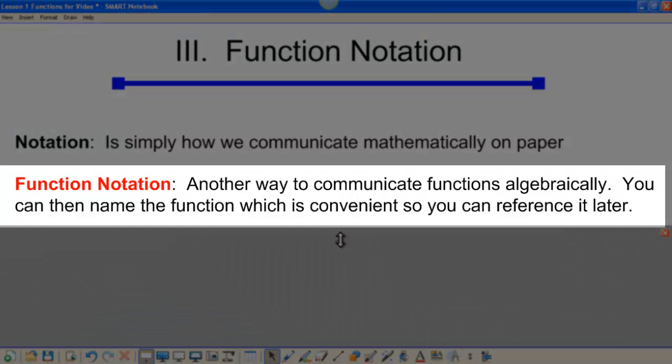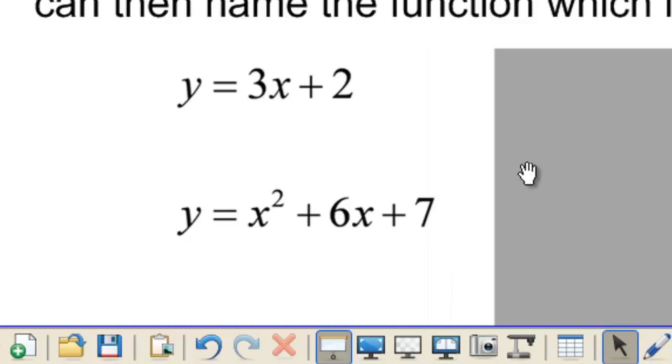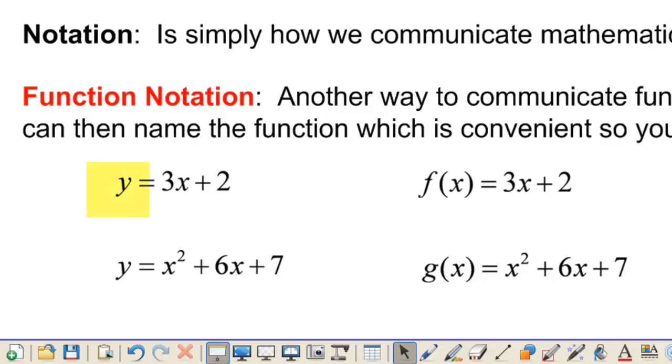What's convenient about it is function notation allows you to name a function so you aren't confused about which function you're talking about. So let's take an example. If I have y equals 3x plus 2, there's one function. And y equals x squared plus 6x plus 7 is another function. But they're both equal to y, so I don't necessarily have a name for each without saying the whole thing. What function notation allows us to do is to substitute in for y f of x. And then since x squared plus 6x plus 7 was a separate function, I named the quadratic g of x. I could have used h of x, r of x, k of x. That letter is simply the name of the function.